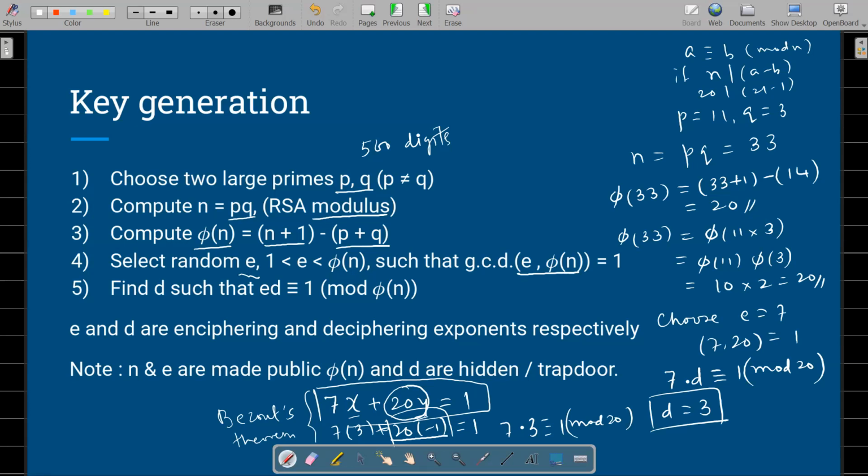Okay. So we have worked out e and d, and out of all these, n and e are made public. And as we said in the beginning, some information is hidden or secret. That's called trapdoor information. So phi n and d are kept hidden. That's the trapdoor. There are some raised hands, but I'll take your doubts at the end. Let me just complete the algorithm.